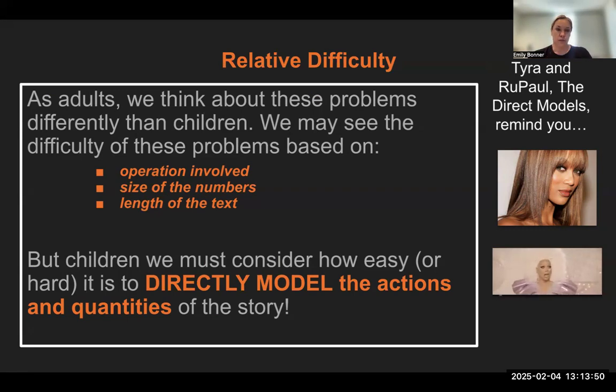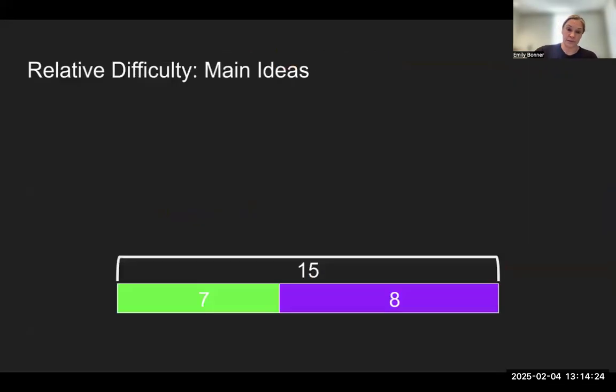What children are going to be more focused on, and what's going to determine difficulty for them, are these things for sure. I'm not saying these are not important, but also how easy it is to directly model the problem. If you have something where they can clearly follow the action of the story, and I'll get more into that in just a moment, that is going to make it easier for them to solve than something that's more difficult to model. That's not to say you shouldn't consider all of these things like text, number size, operation, all of that. It's to say that the direct model piece is very important for our youngest learners.